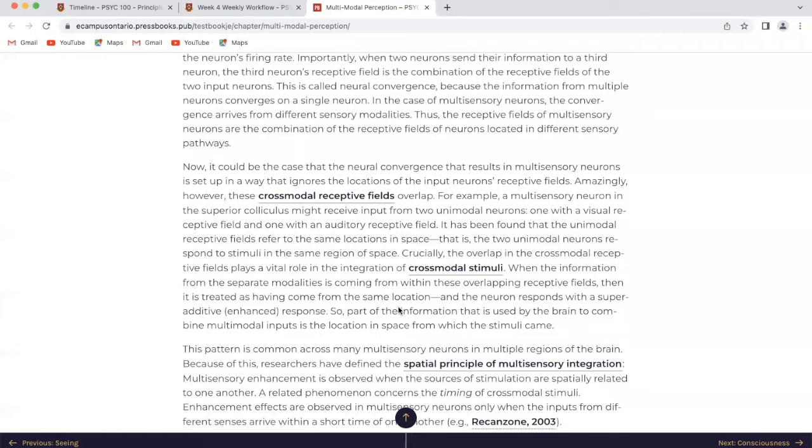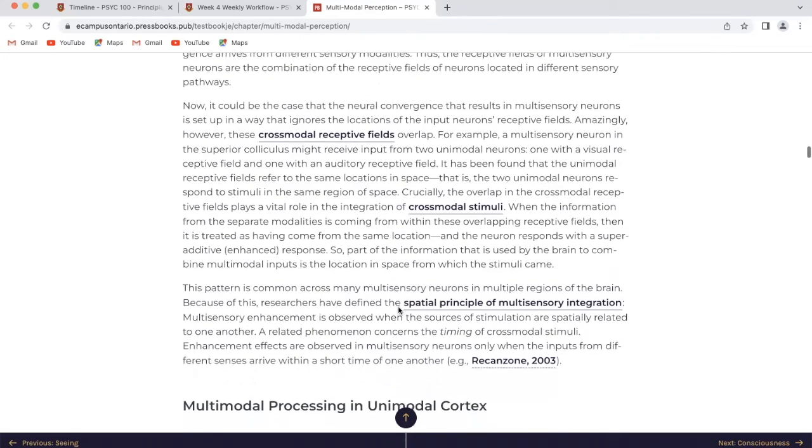Amazingly, however, these cross-modal receptive fields overlap. For example, a multisensory neuron in the superior colliculus might receive input from two unimodal neurons, one with a visual receptive field and one with an auditory receptive field. It has been found that the unimodal receptive fields refer to the same location in space. That is, the two unimodal neurons respond to stimuli in the same region of space.